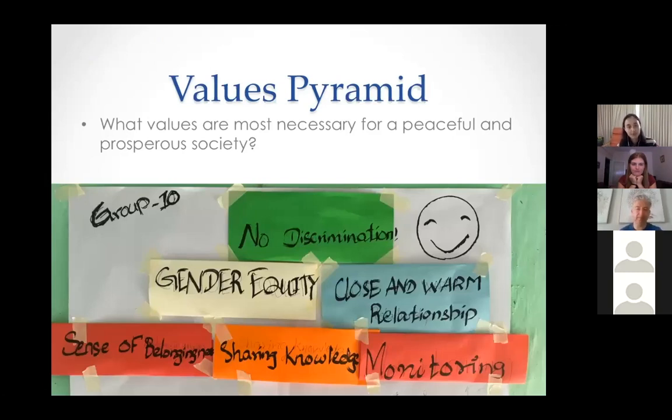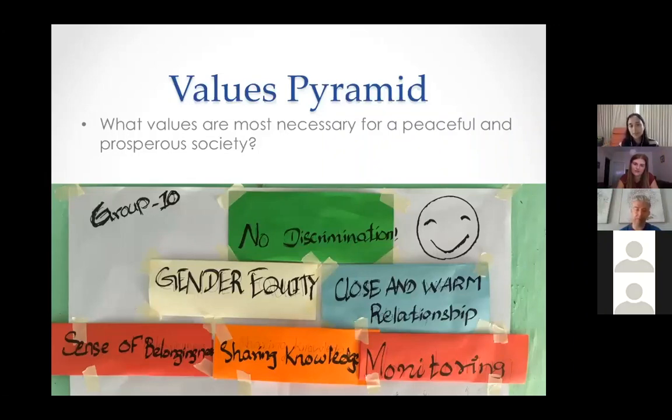This picture is from a teacher training that I did recently. Monitoring is a bit of a random one, but that came from the fact that it was a teacher training, that the teachers were thinking about what would make a safe and productive environment in their classrooms. So sense of belonging is a value. Gender equity, they thought was a value for them to, as a principle to teach by, and then non-discrimination.